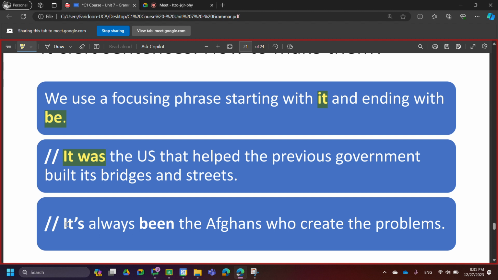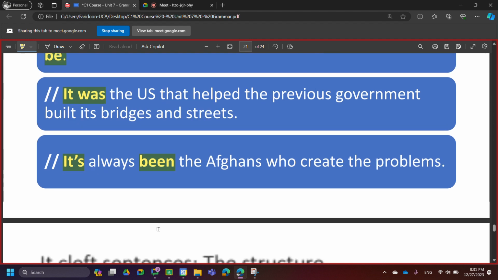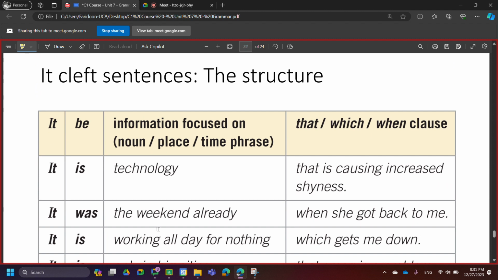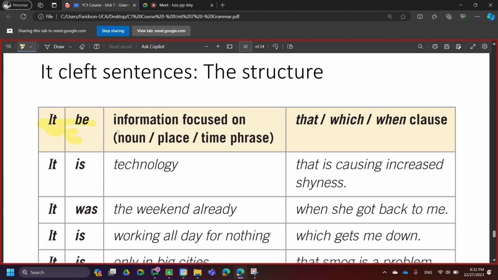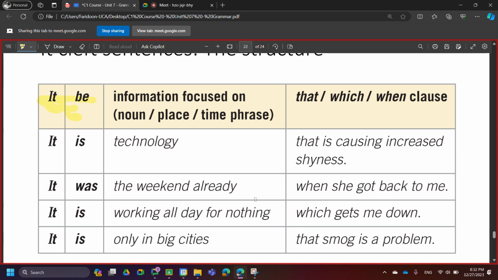Some sentences that I do have here. It's been. Now, this is the other focusing phrase. It starts with it, ends with be. Okay, what about the structure for the it cleft? Now, of course, at first you have it itself, and then you can have the be verb. So, this is very easy, I think. But then you have the information that you focus on. Okay, so it can be a noun, it can be a place, it can be a time phrase, like technology, the weekend already, working all day, and stuff like that. And after that, you can have a that clause, you can have a which clause, or you can have a when clause, depending on what you need.